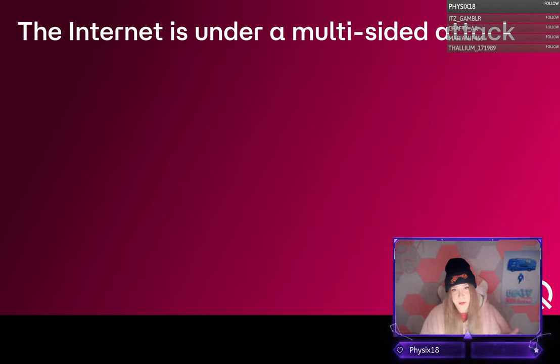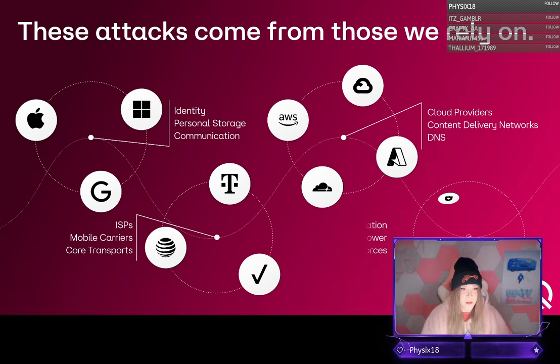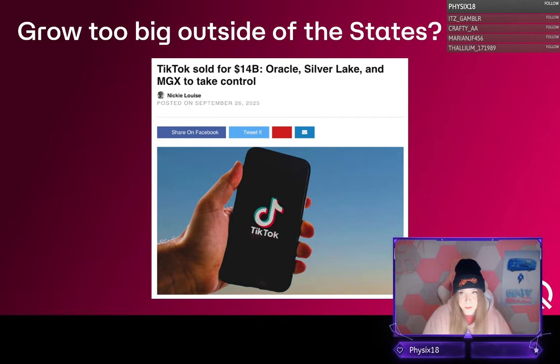And it comes from a realization sourced many years ago, that the inevitability of the current state of the internet is that we are under a multi-sided attack, and it is encroaching on our privacy and freedom on the web. And the way that this attack is playing out is through a variety of different actors, whether it's for identity, personal storage, communication, the internet service providers, the internet infrastructure providers, or government. These attacks are coming from all, sometimes even working together, sources.